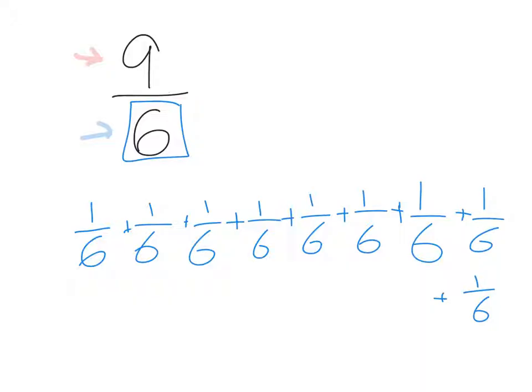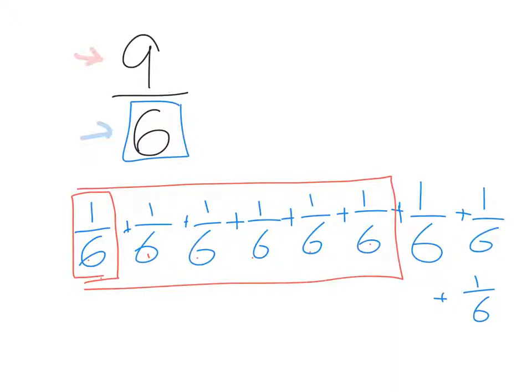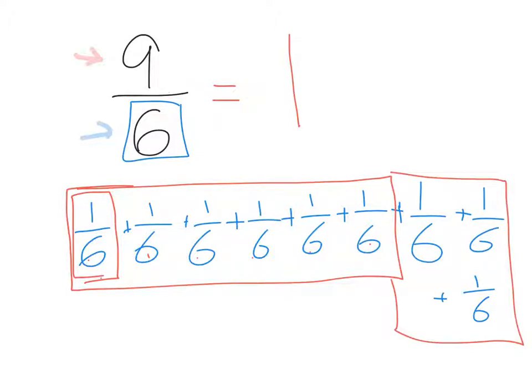Now we have 9/6. So we need to think to ourselves, how many of these little 1/6 do we need to make one whole? Well, 6 of them. 1, 2, 3, 4, 5, 6. This gives me one whole. Okay, so we write that really big. It takes up the space of the entire fraction. Plus, what's left over? 1/6, 2/6, 3/6. So 1 and 3/6.